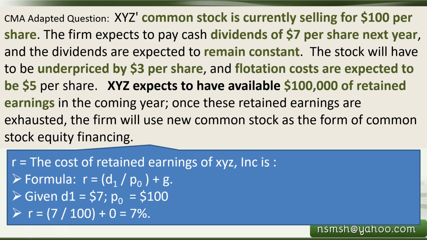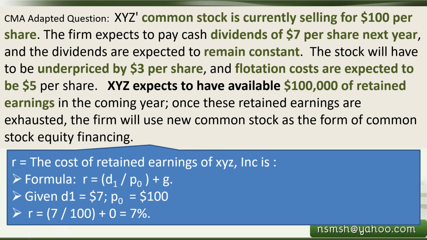Another question. XYZ common stock, same detail, $100 per share, and the firm expects to pay a cash dividend of $7 per share next year, and the dividends are expected to remain constant. The stock will have to be underpriced by $3 per share, and flotation costs are expected to be $5 per share. In the same story, it continues that XYZ expects to have available $100,000 of retained earnings in the coming year. Once these retained earnings are exhausted, the firm will use new common stock as the form of common stock equity financing. Now you have to find out the cost of retained earnings of XYZ.